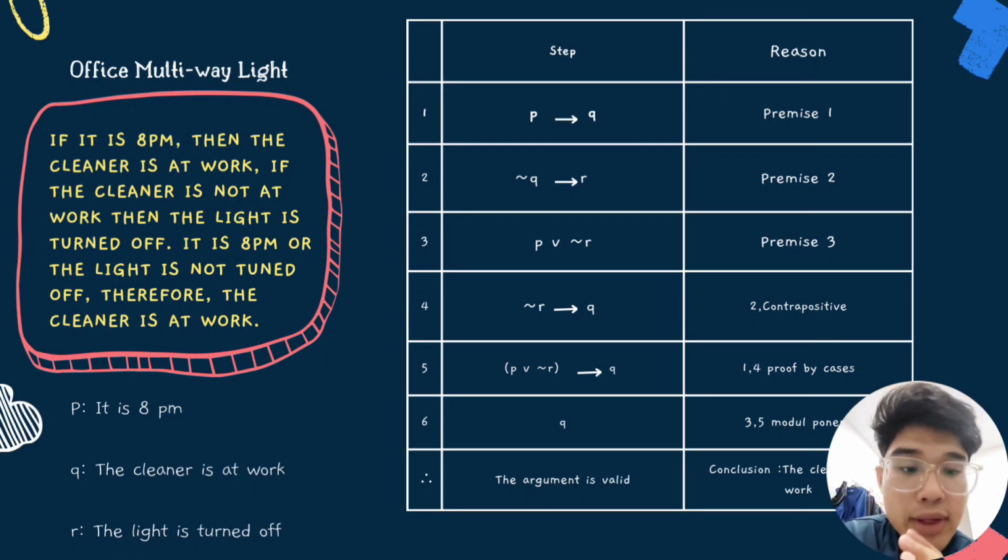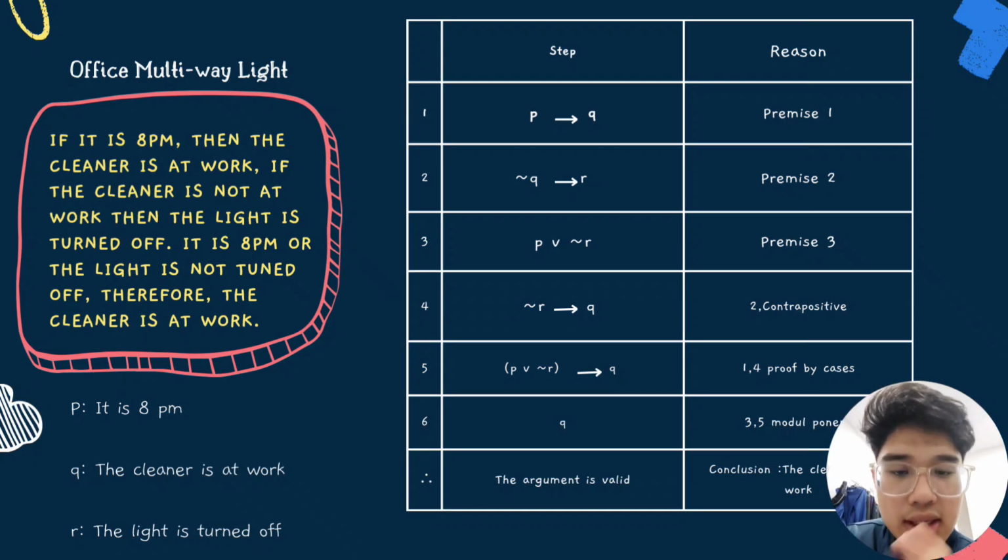You can see right here, we can make an argument. P, it is 8 p.m. Q, the cleaner is at work. R, the light is turned off. In step 1, P implies Q. It is because in the first sentence, we can see right here, if it is 8 p.m., then the cleaner is at work. You can make it as P implies Q.